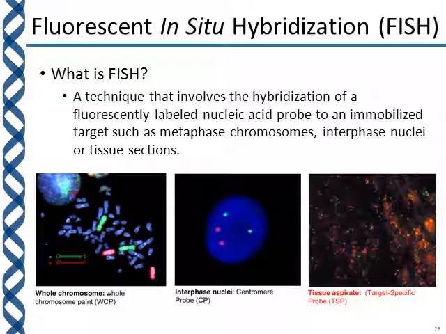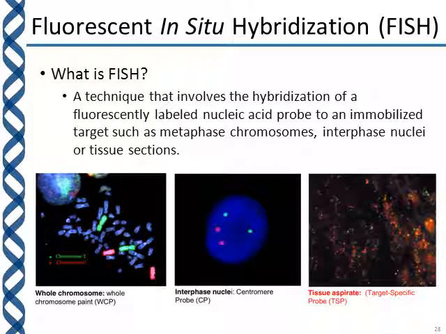The next technique we'll talk about is fluorescence in situ hybridization, or FISH. So what is FISH? This is a technique that involves the hybridization of a fluorescently labeled nucleic acid probe to an immobilized target, such as a metaphase chromosome, an interphase nuclei, or tissue sections.